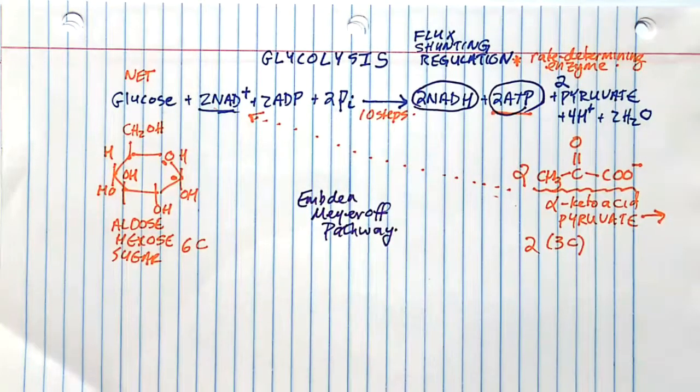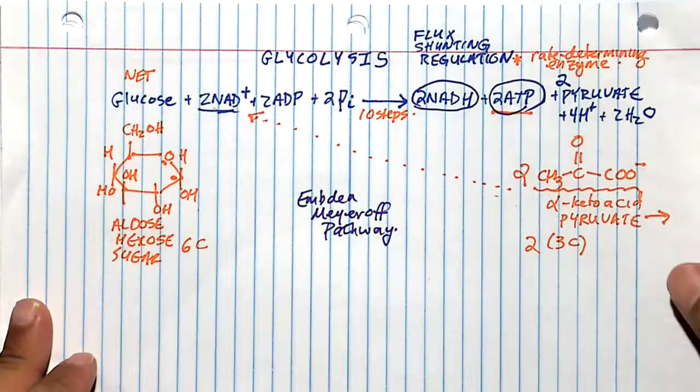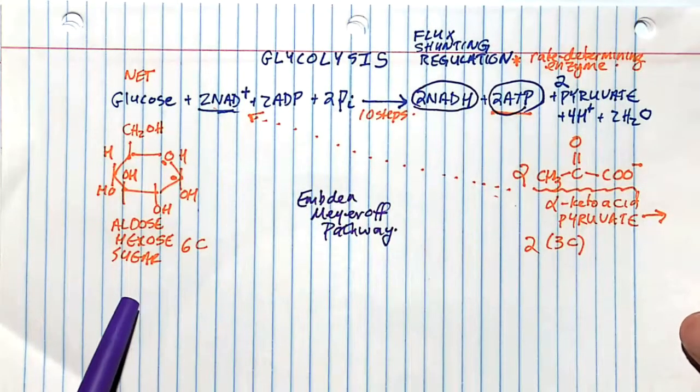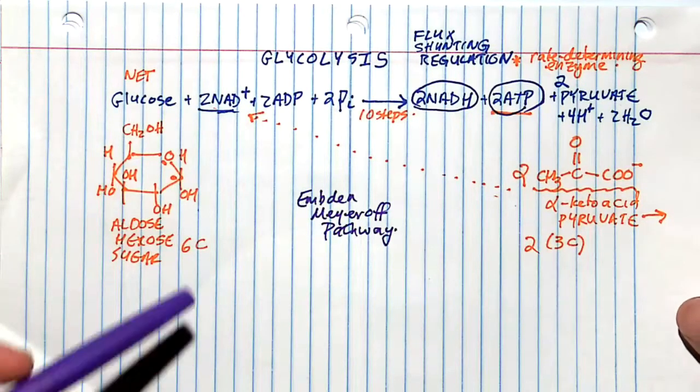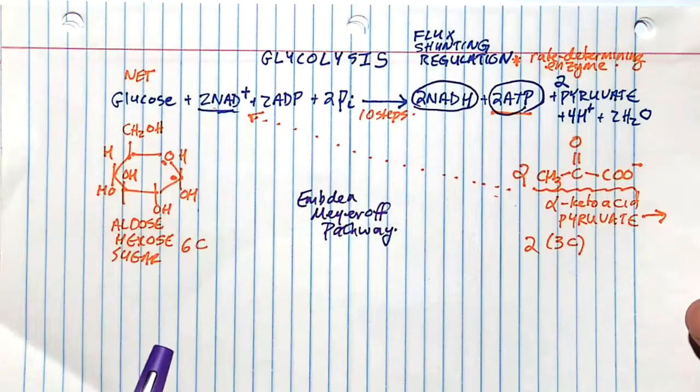The Embden-Meyerhof pathway is also another name for glycolysis. So let's go over all 10 individual subreactions of glycolysis. Adding all 10 of those reactions will give you this net reaction of glycolysis. So the first reaction of glycolysis is catalyzed by the enzyme hexokinase.